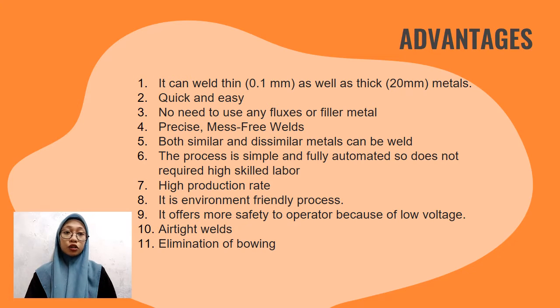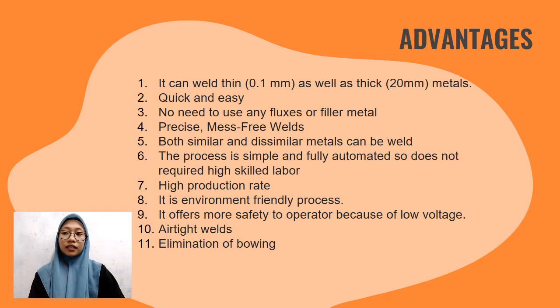Resistance welding does not use filler material at all. Next is precise, mess-free weld. So, when joining two pieces of stainless steel, there is much less risk of weld spatter as long as the weld joint is not drastically overheated. Next advantage is both similar and dissimilar metals can be welded. It's easy to join different types to each other if we use resistance welding.